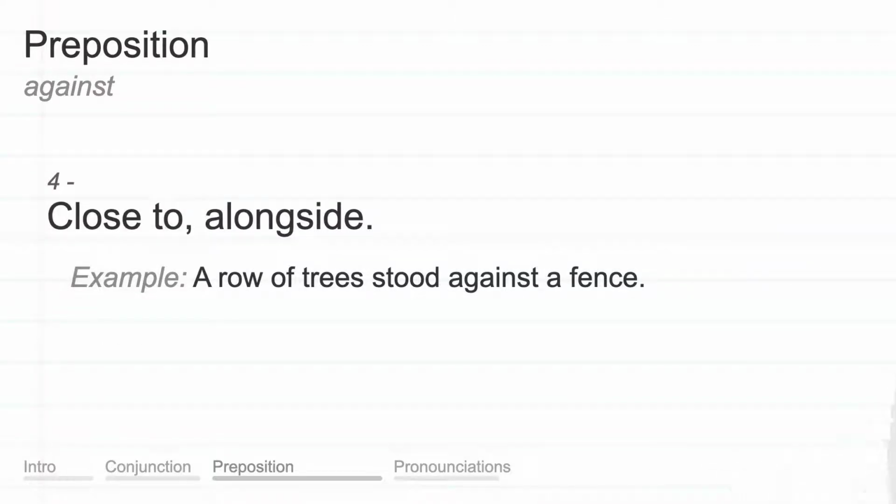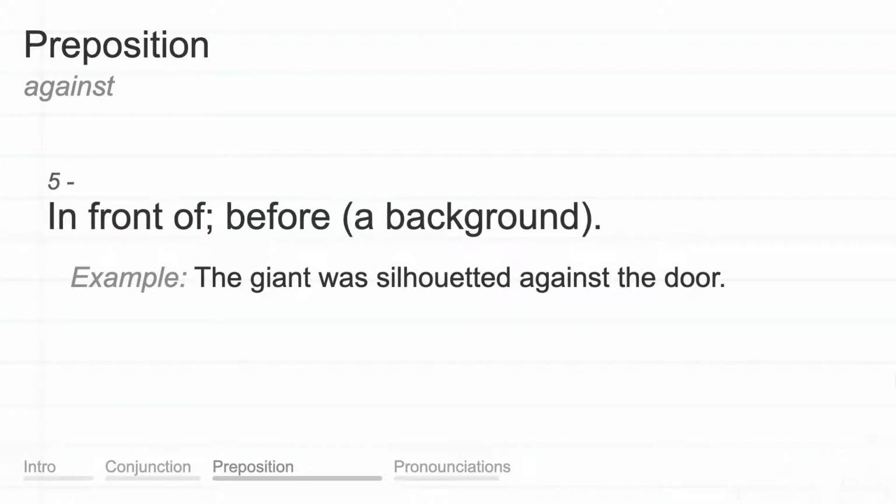Close to, alongside. Example: A row of trees stood against a fence. In front of, before, a background. Example: The giant was silhouetted against the door.